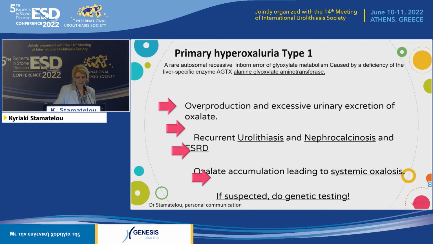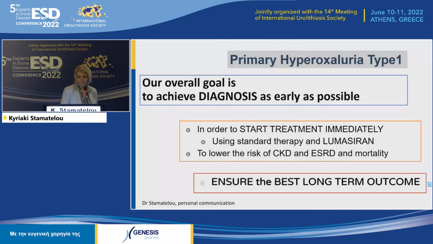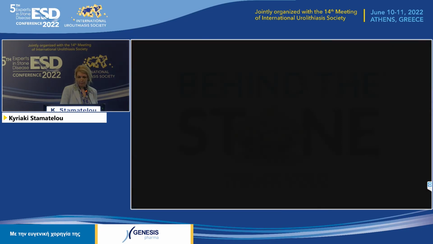If we suspect it, we should proceed with genetic testing, because our overall goal is to achieve diagnosis as early as possible in order to start treatment immediately by using standard therapy and the revolutionary drug to lower the risk of CKD and end-stage kidney disease, and to increase survival in order to ensure the best long-term outcome for our patient.